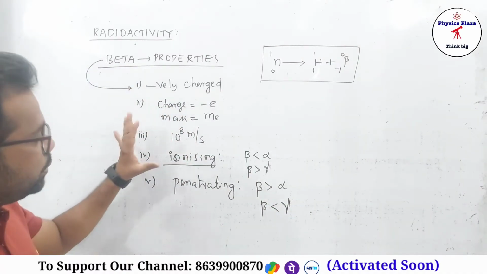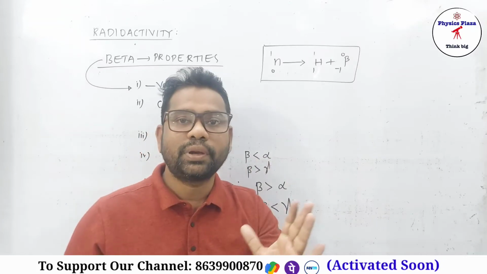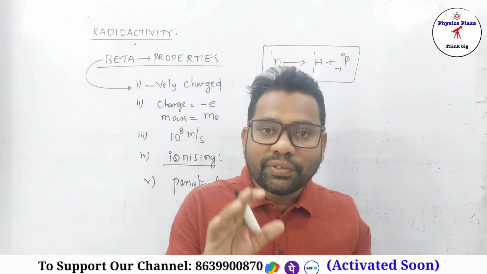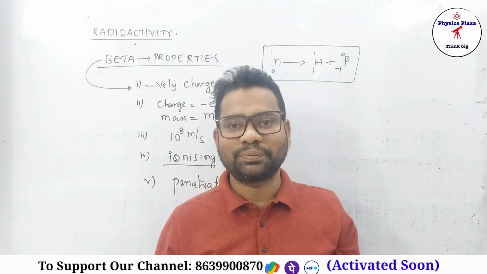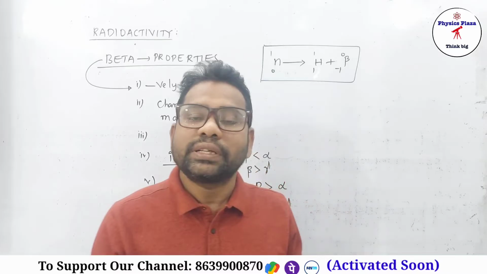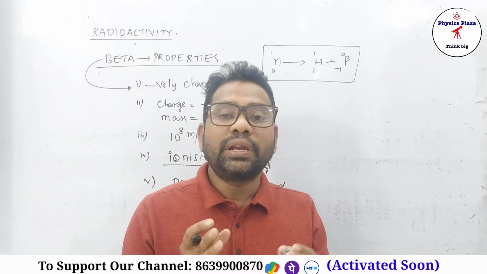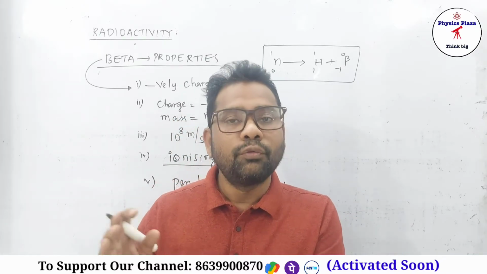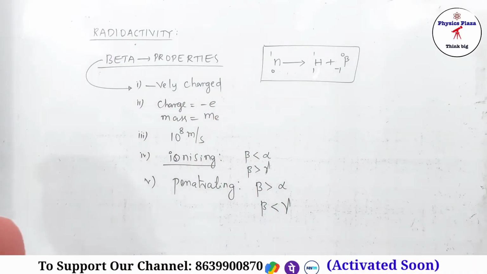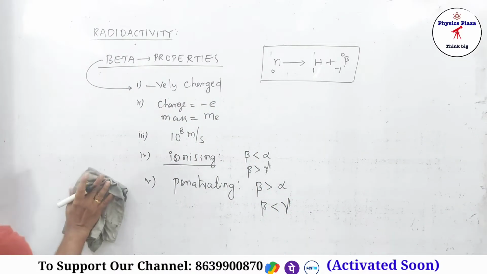And these beta particles also cause biological damage. Compared with alpha, more biological damage. Compared with gamma, less biological damage because of penetrating power. Okay, fine. And one more thing is that, as with alpha particles, beta particles also show the effect on photographic plates. Clear? Fine. So now we have seen the properties of beta particles.